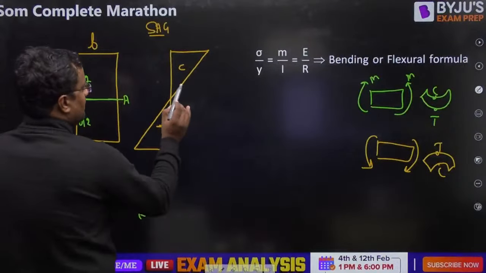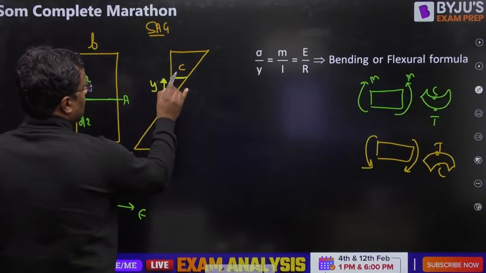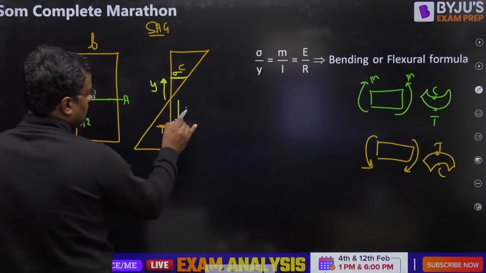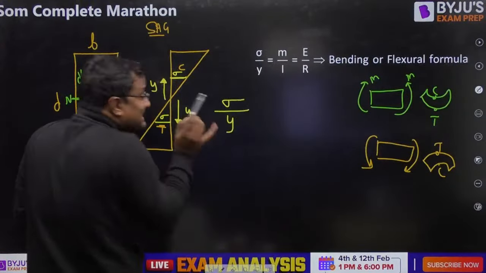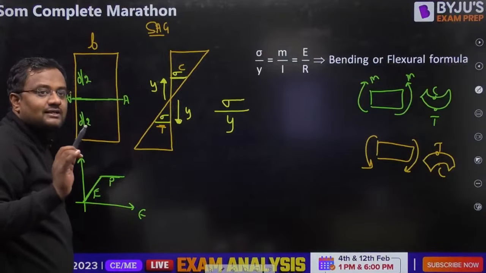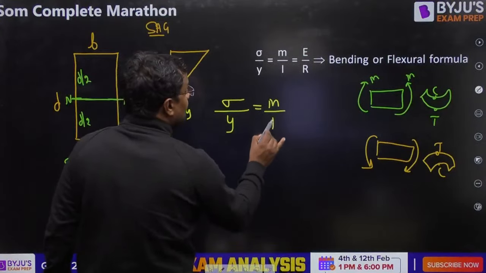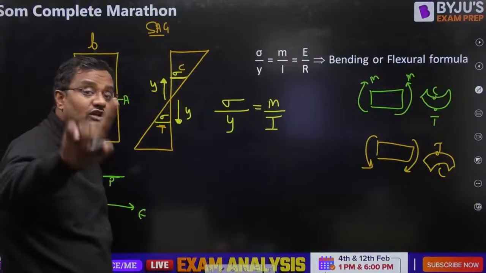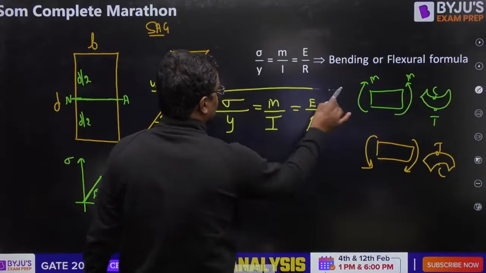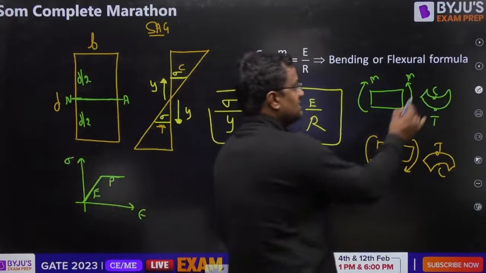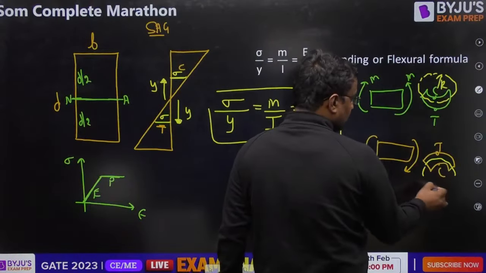Now, what is this formula? Sigma is the bending stress at y distance from the neutral axis, maybe y at top or y at bottom. M is the bending moment at that location. I is the moment of inertia of that cross section. E is the Young's modulus and R is the radius at which this beam is deflecting. This is radius R.